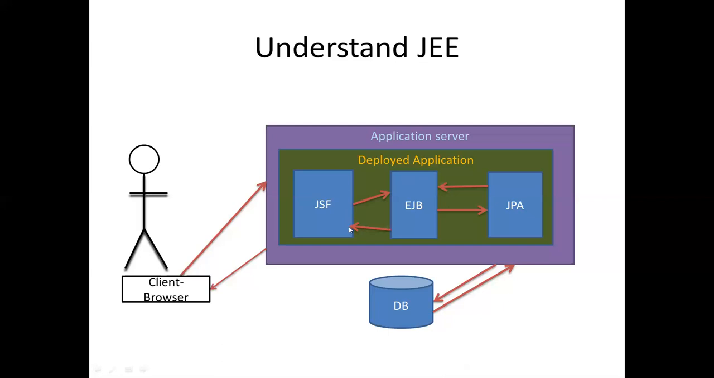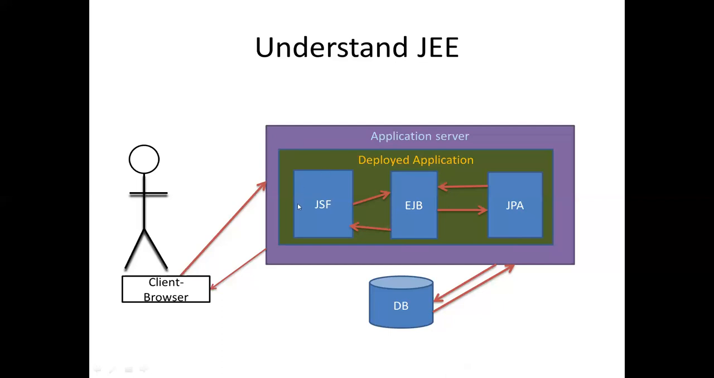As I said earlier, in the past it was needed to create XML files to have mappings for your Java Persistence API in order to be able to access the database. But nowadays, you can write annotations, which allow you to simplify the work. But anyway, some people say we don't need EJB. I can understand that. You can actually do only JSF and JPA. This is possible.